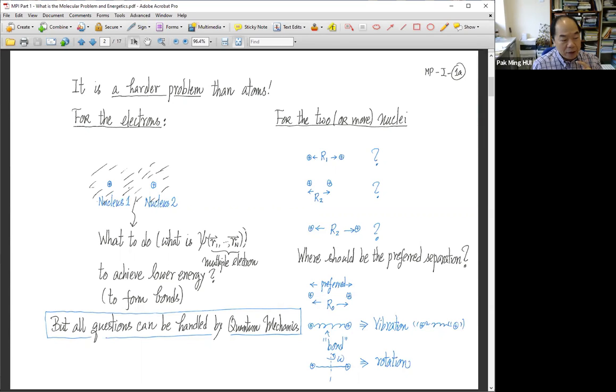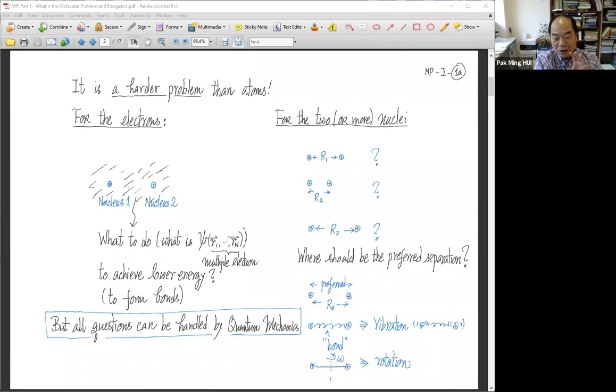The single particle states here will be called molecular orbitals. Rather naturally, right? For atoms, we have atomic orbitals, 1s, 2s. For molecules, we are going to solve for some single electron states called molecular orbitals, or in short, MO. Okay, so that is the strategy for the question on the left-hand side.